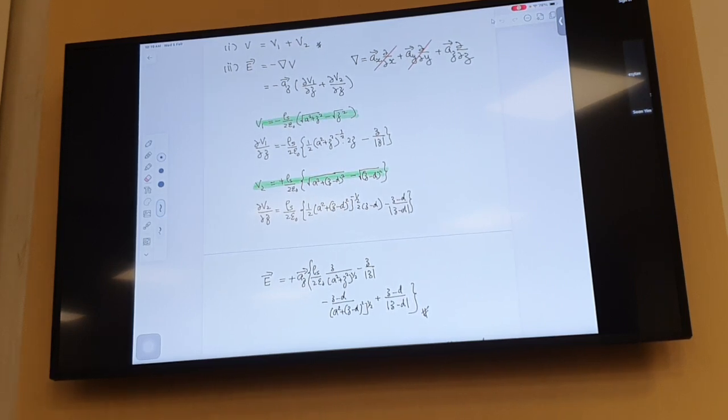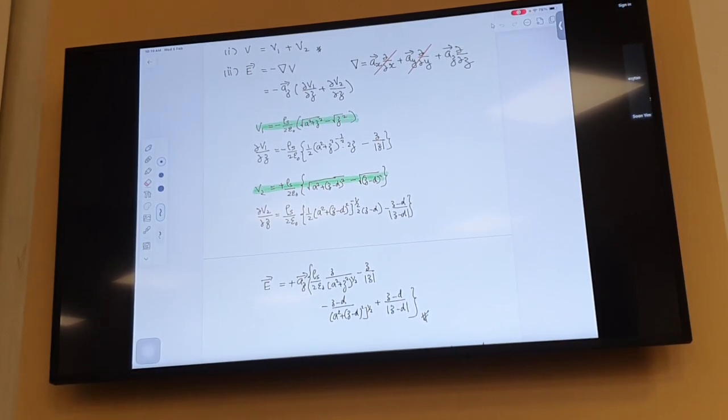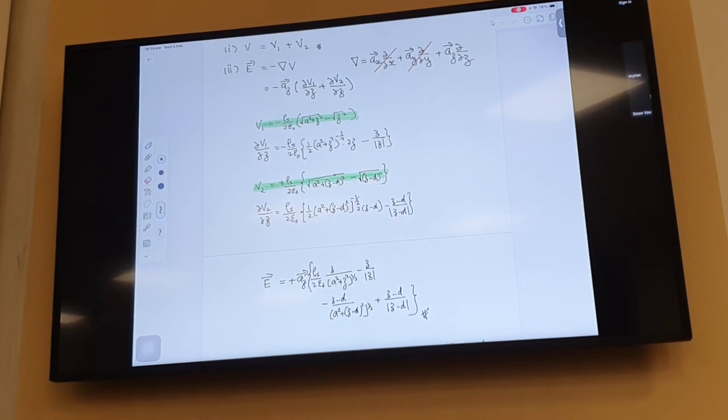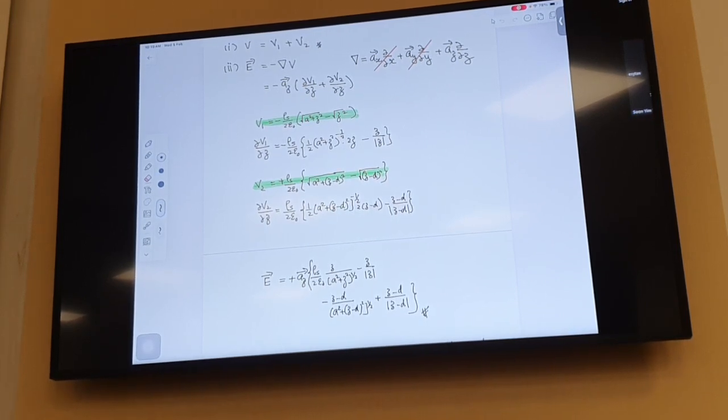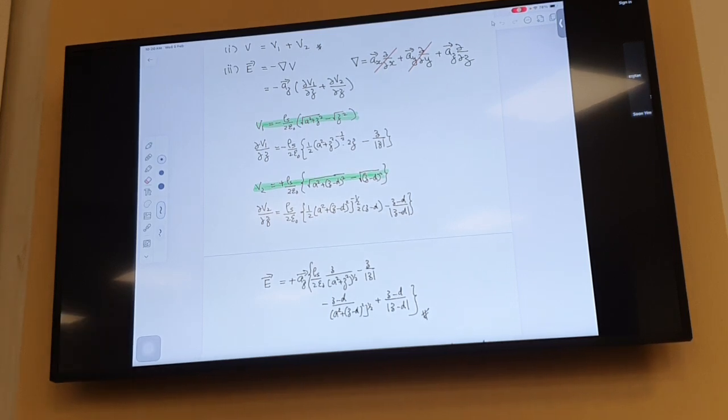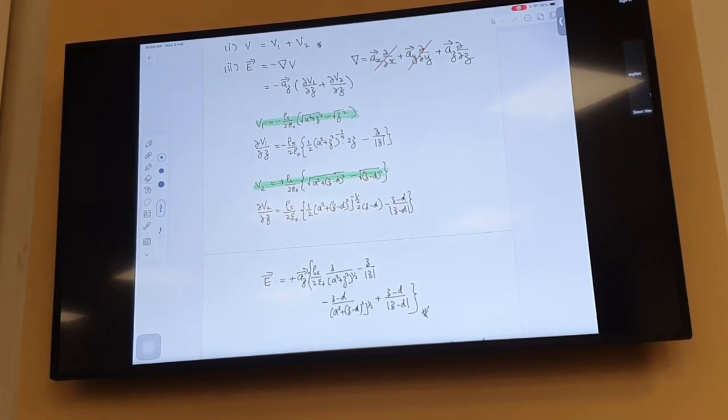So now we have the total electric potential V1 plus V2. You will combine it. And the second part is the electric field intensity, which will be minus the gradient of V. Because del X and del Y are 0, the electric potential doesn't depend on X and Y, you only need to differentiate against Z.